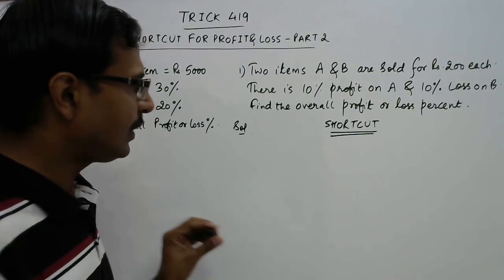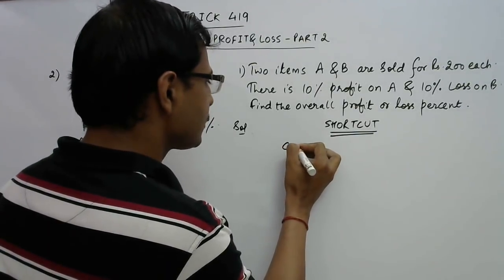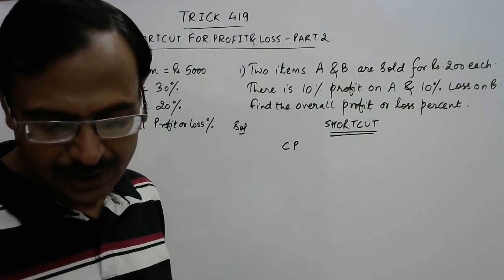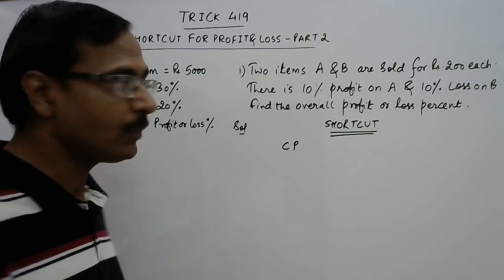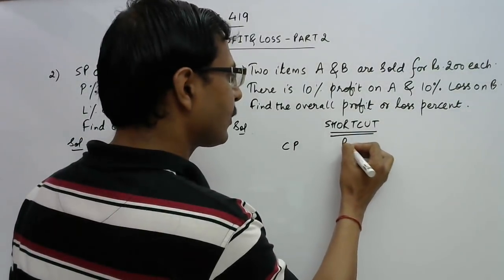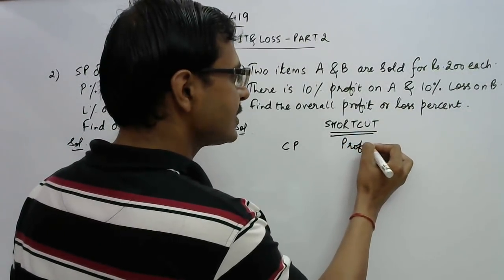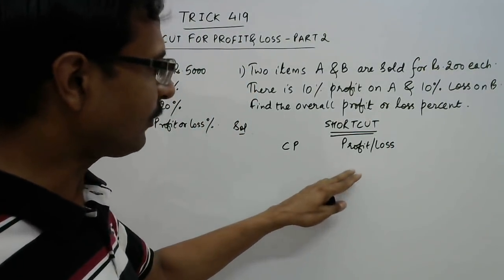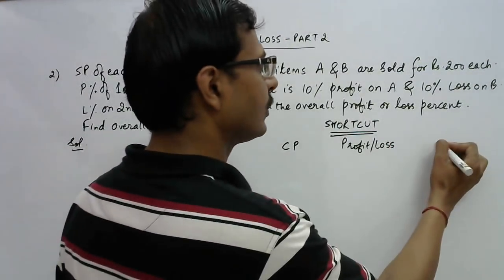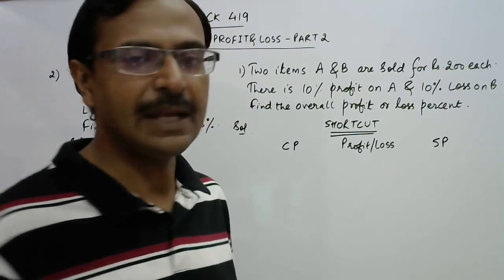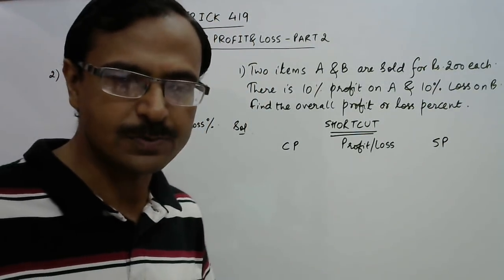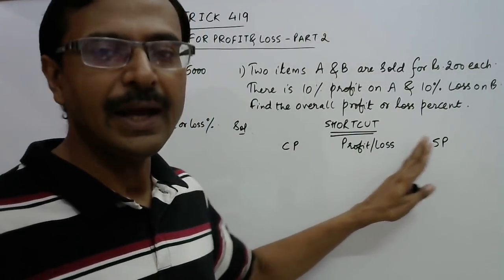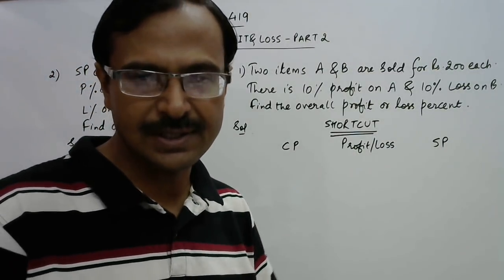Now see, we have three things. One is the cost price, the price at which we purchase a particular item. On this cost price, we get either profit or loss, and if there is profit, the selling price will be more. If there is loss, the selling price will be less than the cost price. So cost price, profit and or loss, and the selling price. These are the three things.